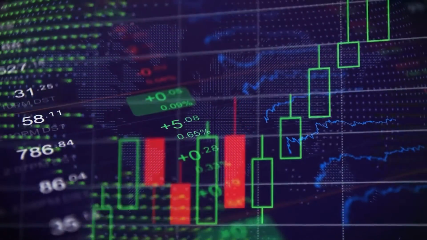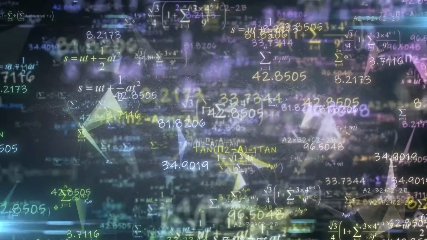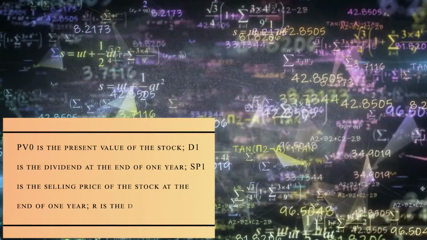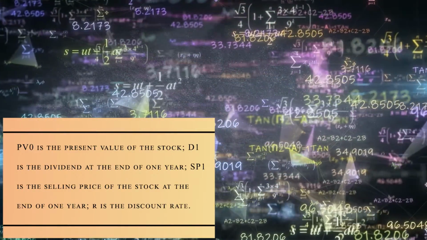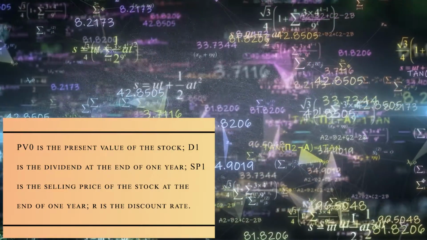To calculate the one period dividend model, use this formula. PV0 is the present value of the stock. D1 is the dividend at the end of 1 year. SP1 is the selling price of the stock at the end of 1 year. R is the discount rate.